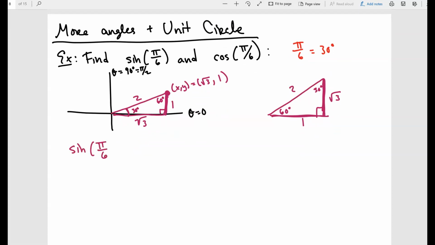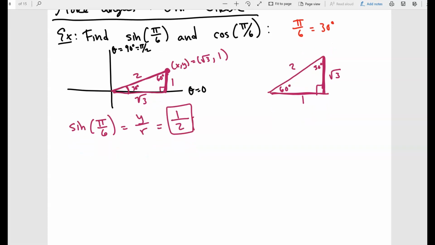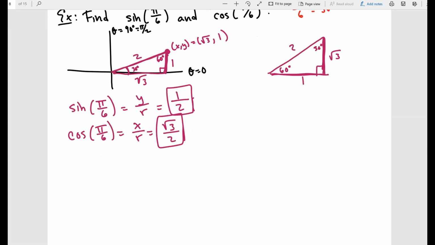Okay, so now we can figure out what sine of pi over 6 is going to be. Sine of pi over 6 is equal to y over r. The y in this case is 1, divided by my r, which in this case is equal to 2. So it's just 1/2. Now what's going to be my cosine of pi over 6? The cosine of pi over 6 is equal to my x over r. My x in this case is square root of 3, divided by 2. Okay, that is my answer. All right, now let's do another one.